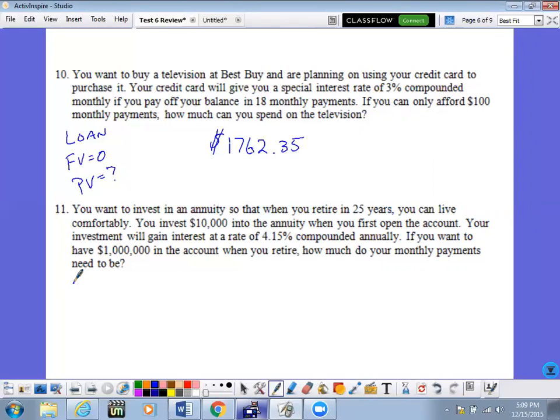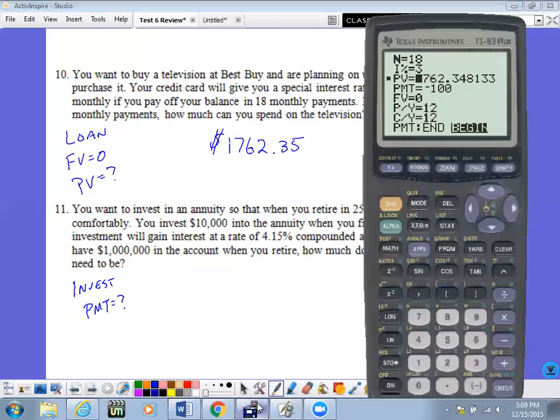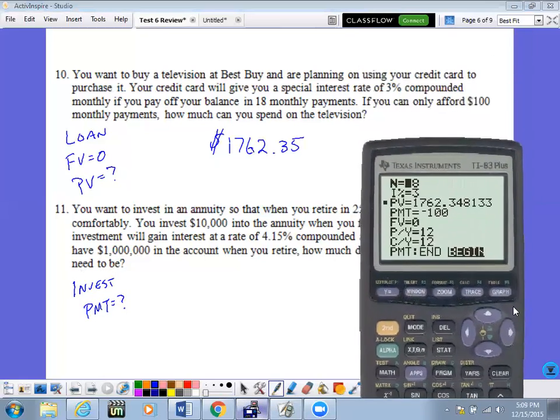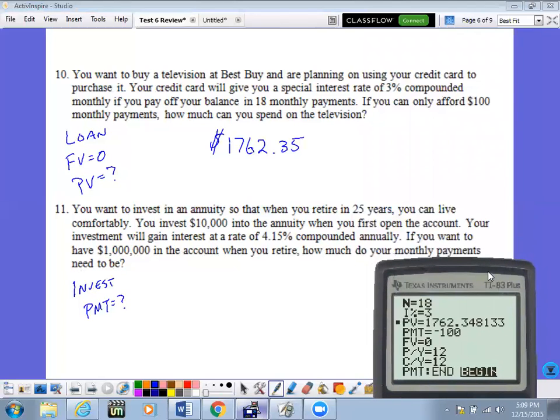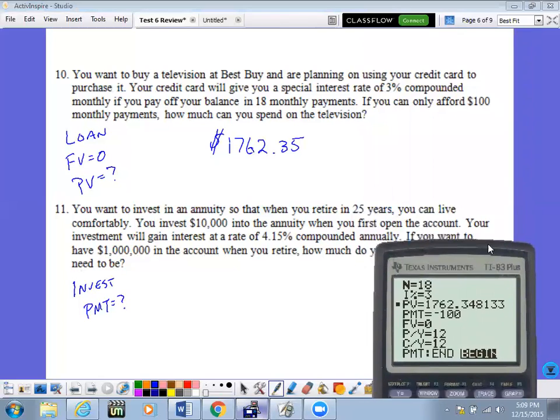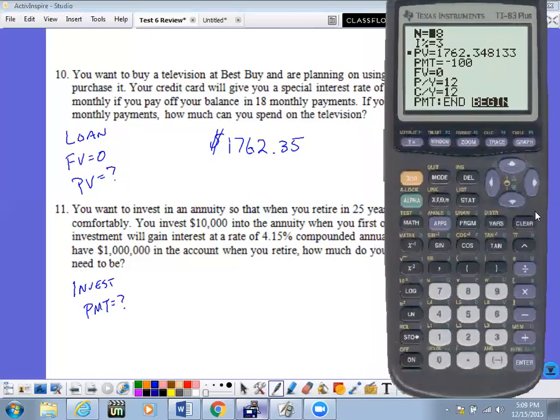So in this case, we're investing, and you want to know how much your payments are. This one's kind of crazy, y'all, so stay with me. First thing that we need to do is find out how many payments are we going to make. Well, you have 25 years, and you're dealing with monthly payments. So this is going to be 25 times 12. Your interest rate is 4.15%. It's only compounded annually. We'll get to that in a second.